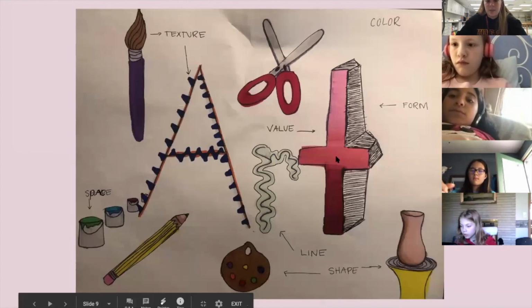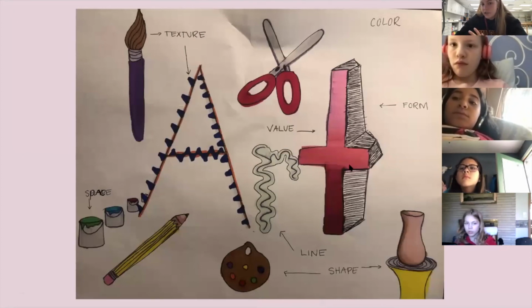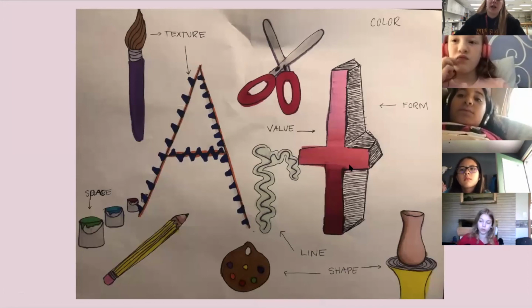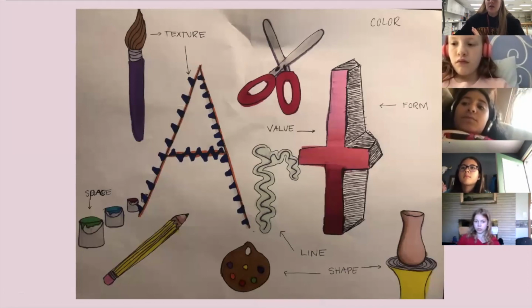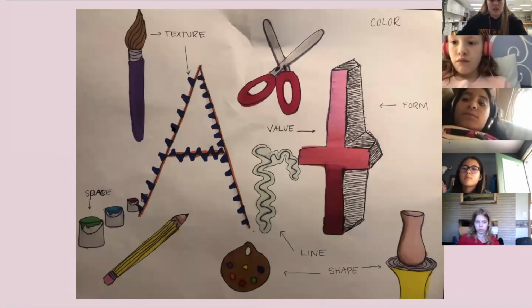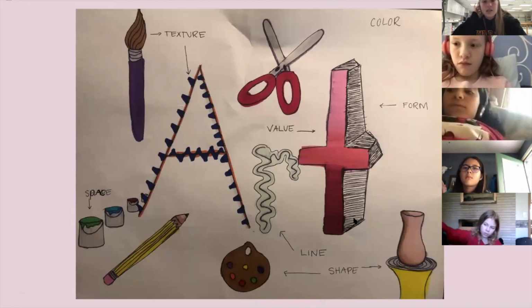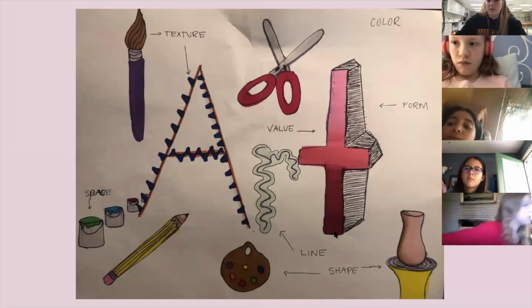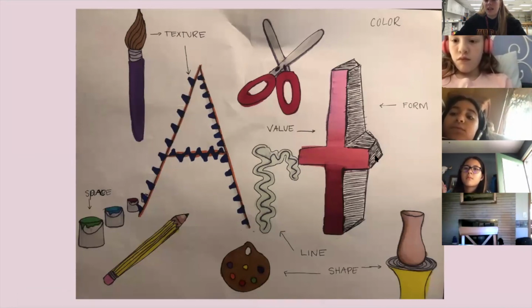So this is my example. I wrote out the word art. Okay, it can be any word that you would like to choose. And you are going to incorporate all 7 elements of art in this picture. So I probably could have done a little bit more and decorated my background, but I did the examples. So you can see my value is going from dark pink to light pink, so dark to light. My form is making the letter into kind of a 3D letter.